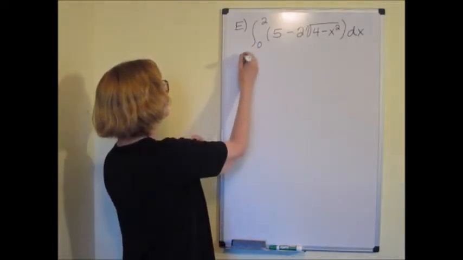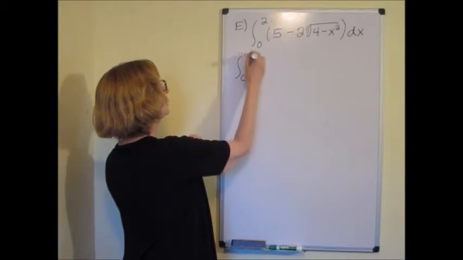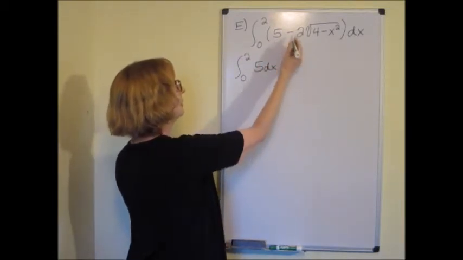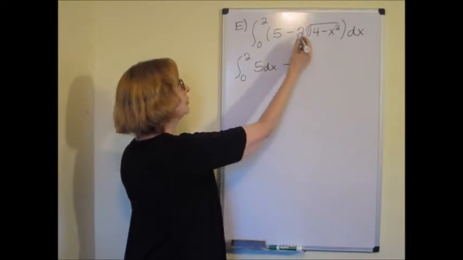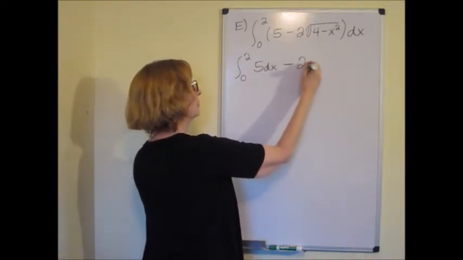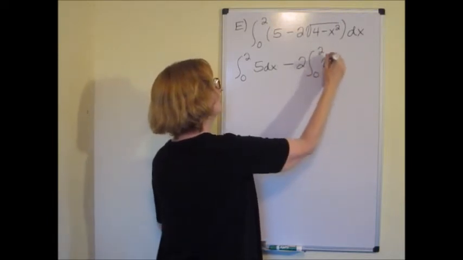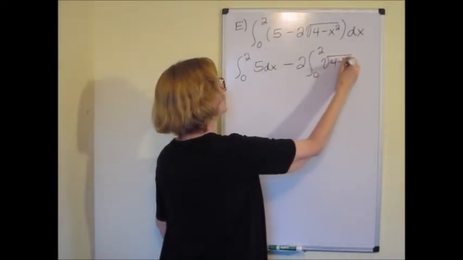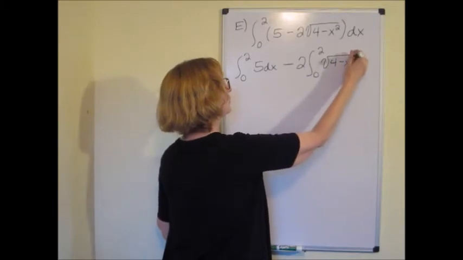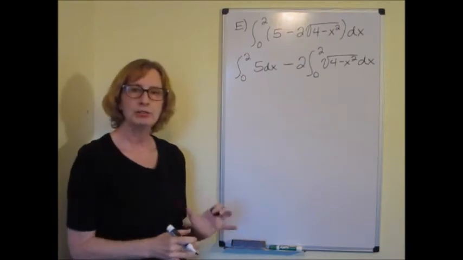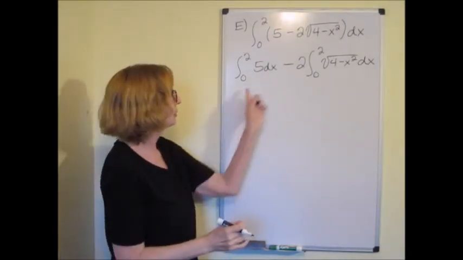I'm going to have my integral from 0 to 2 of just 5 dx, and then minus 2 times this. I can put the 2 out in front of the integral sign if I want, and I do want to. And then the square root of 4 minus x squared, and that will be my other piece. And I can do each part individually and then put them all together.